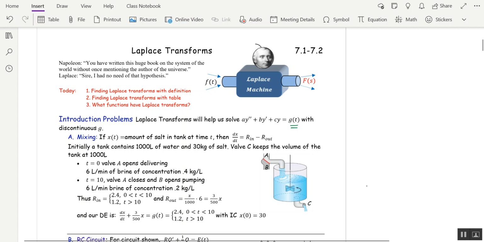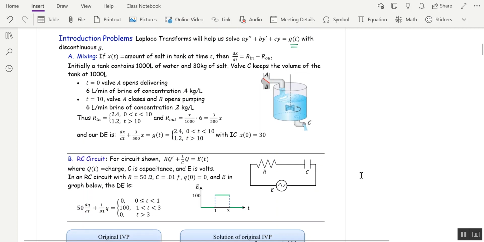And so here are two examples, and don't worry, I'm not going to read through them all, but here are two examples where you might have a discontinuous driving function. One is a mixing example where the salt coming in is dictated by a valve, and that valve is either going to be on or off. And so the amount of salt entering or leaving the tank at time t is not going to be a continuous function. And you can read through that, but I came up with a differential equation here.